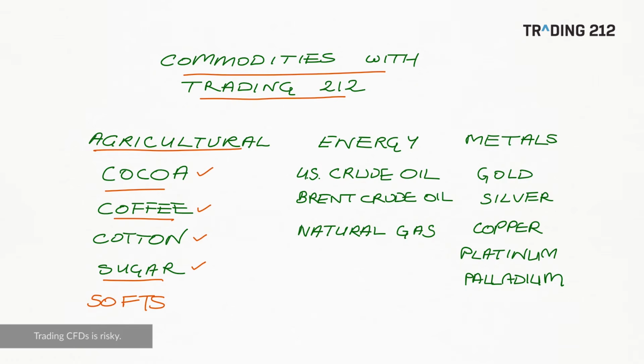And then in the energy bracket, we have US crude oil, Brent crude oil, and natural gas. That's what we saw as gas in the app. And so we have 2 different types of crude oil then. And we'll look at that in more detail when we focus on oil in another episode of this series. And then in the metals bracket, we have gold, silver, copper, platinum and palladium.